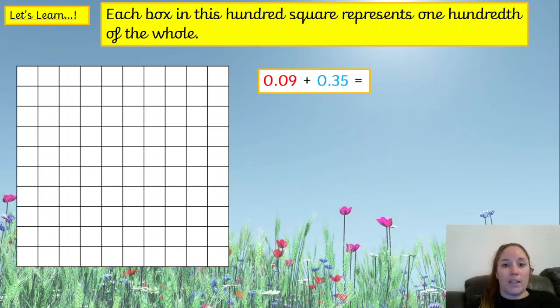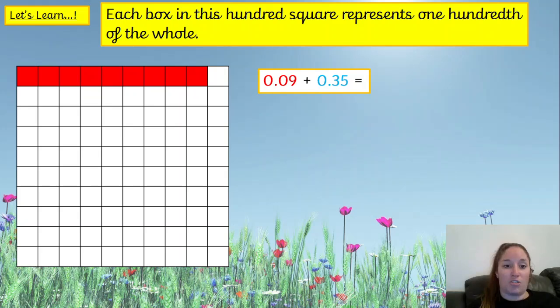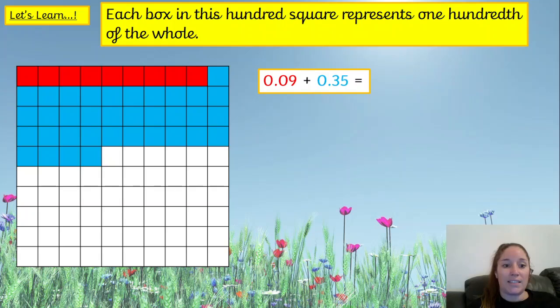Look at this one. So we've got 0.09 add 0.35. I'm going to colour in how many pieces in red? Well, I know 0.09 is 9 hundredths, because this is my tenths, this is my hundredths. So I'm going to colour in 9 hundredths. 0.35, well I know that I've got 3 tenths in this number and 5 hundredths, or 35 hundredths. So I'm going to colour in 35 pieces.